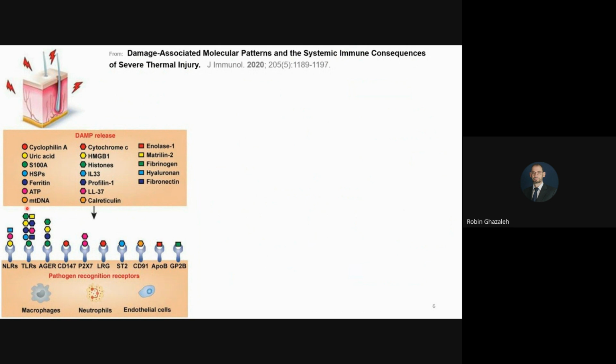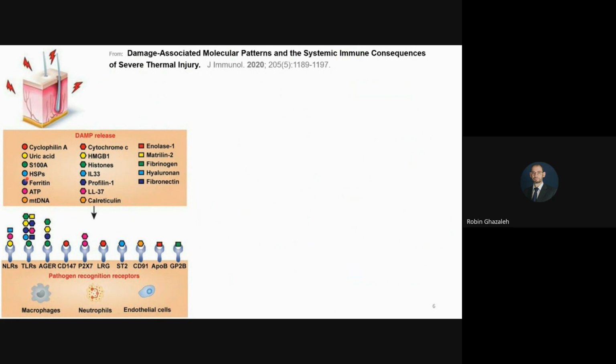Mitochondrial DNA also is recognized as a signal. We saw earlier that mitochondrial DNA as well as nuclear DNA can be released by granulocytes as part of a defense mechanism to trap various pathogens such as bacteria. And both of these can also serve as these danger signals.